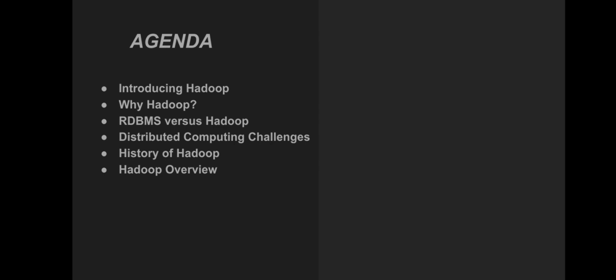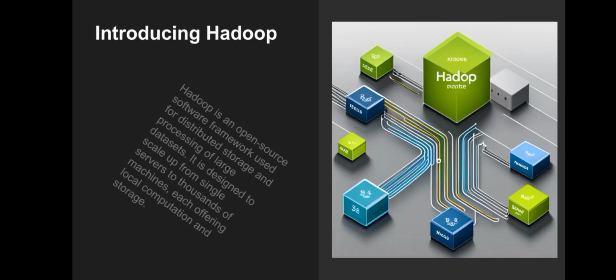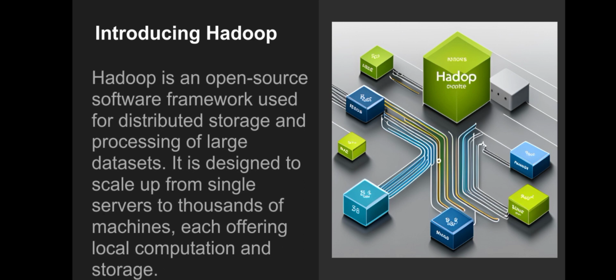Let's see introducing Hadoop. Hadoop is an open source software framework used for distributed storage and processing of large datasets. Hadoop is based on the MapReduce programming model, which allows for parallel processing of large datasets across clusters of computers. This makes it ideal for handling big data, which is characterized by its volume, velocity, and variety.